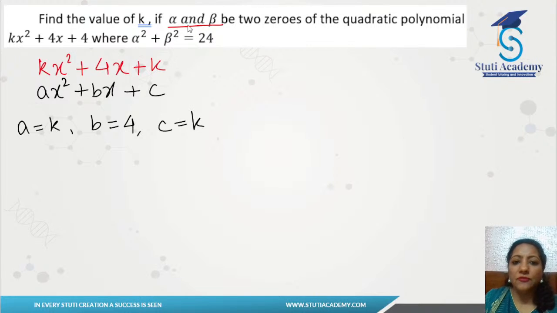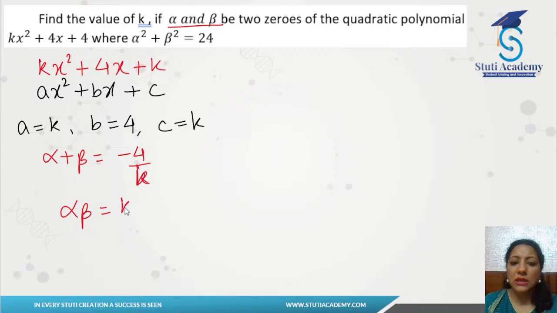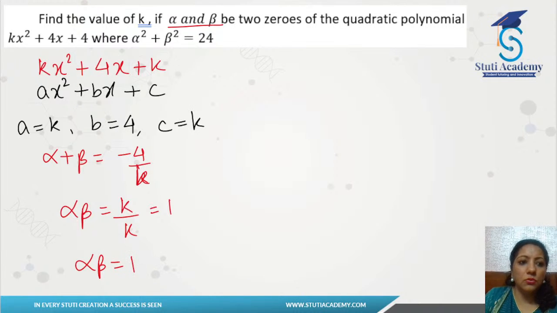Also we know alpha and beta are zeros of the given polynomial. So alpha plus beta is given by minus b upon a. So that is minus 4 upon k. And the product of the zeros, alpha beta, is given by c upon a. That is k upon k. That is actually 1. So we can say alpha beta is equal to 1. Okay, wait a minute. Copied this wrong. This one is 4.